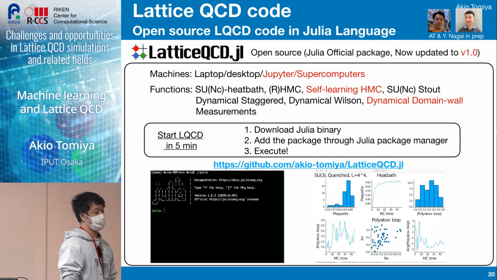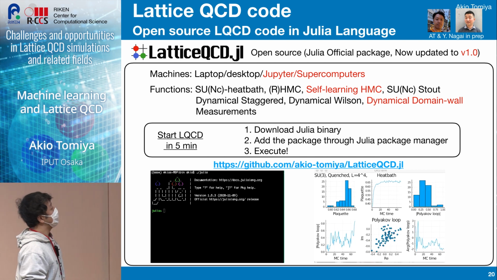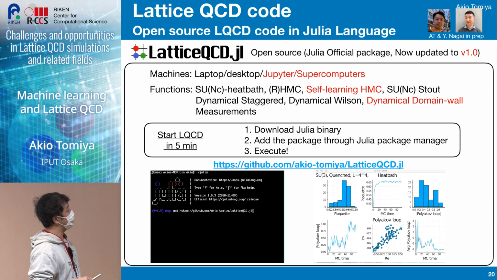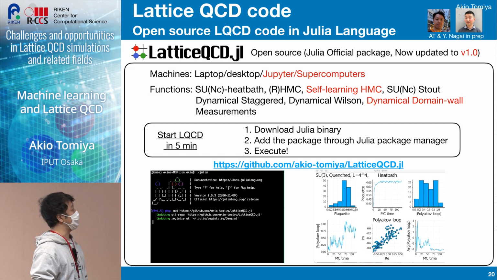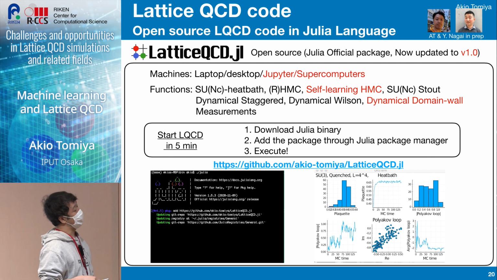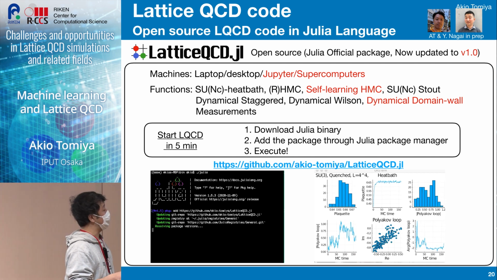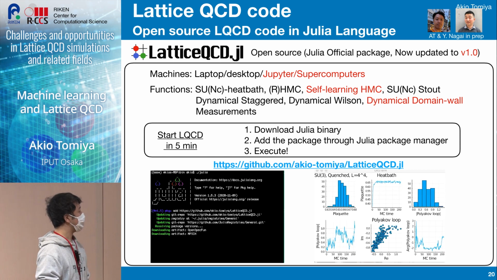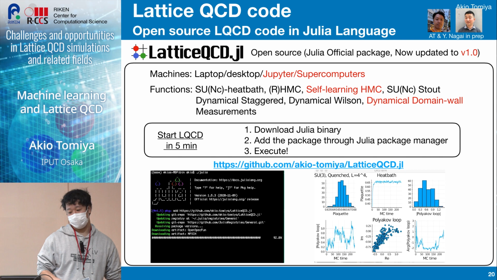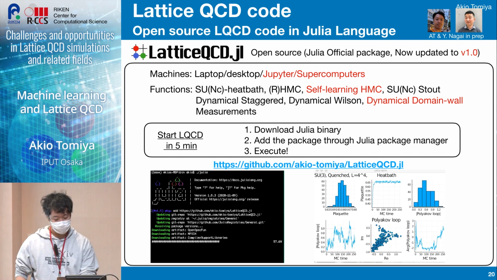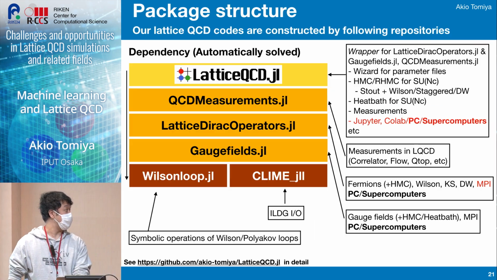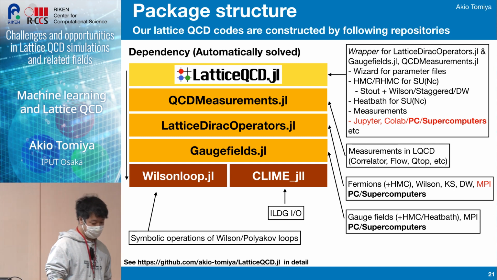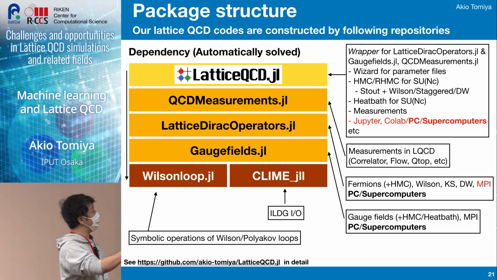So we made a code in Julia. This works on laptops, desktops, Jupyter Notebook, and supercomputers. This supports a lot of algorithms, and especially we implemented self-learning HMC. And you can start this code in 5 minutes. This is very easy. And this is an overview of our code.